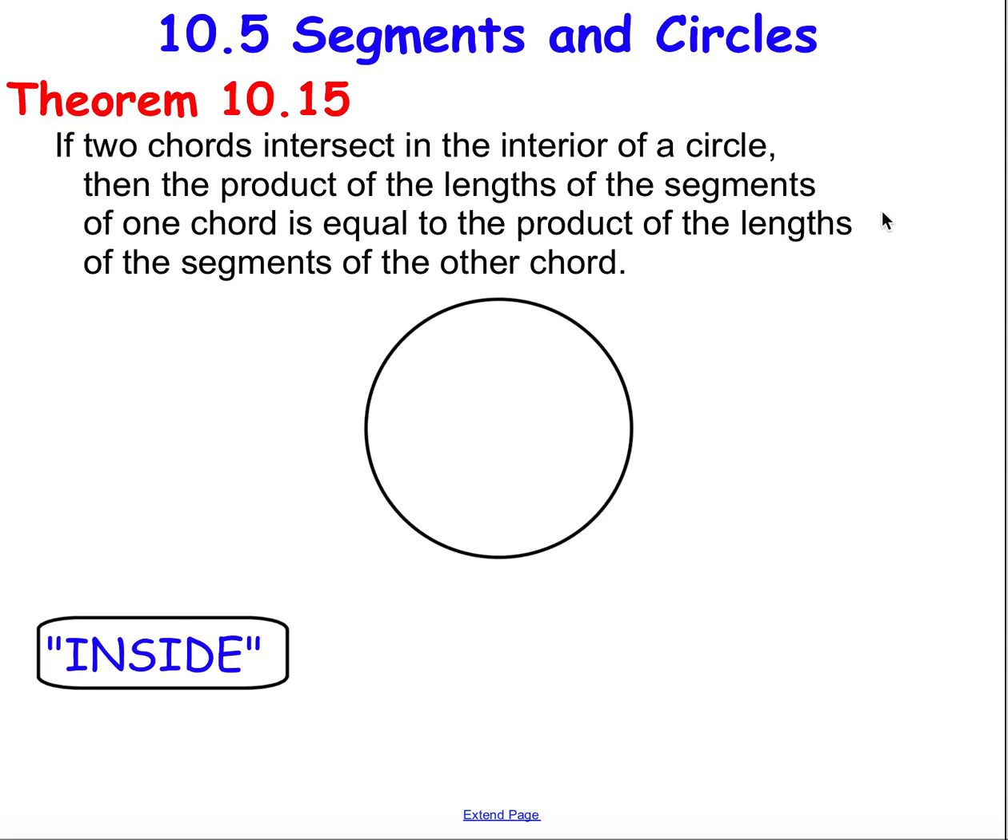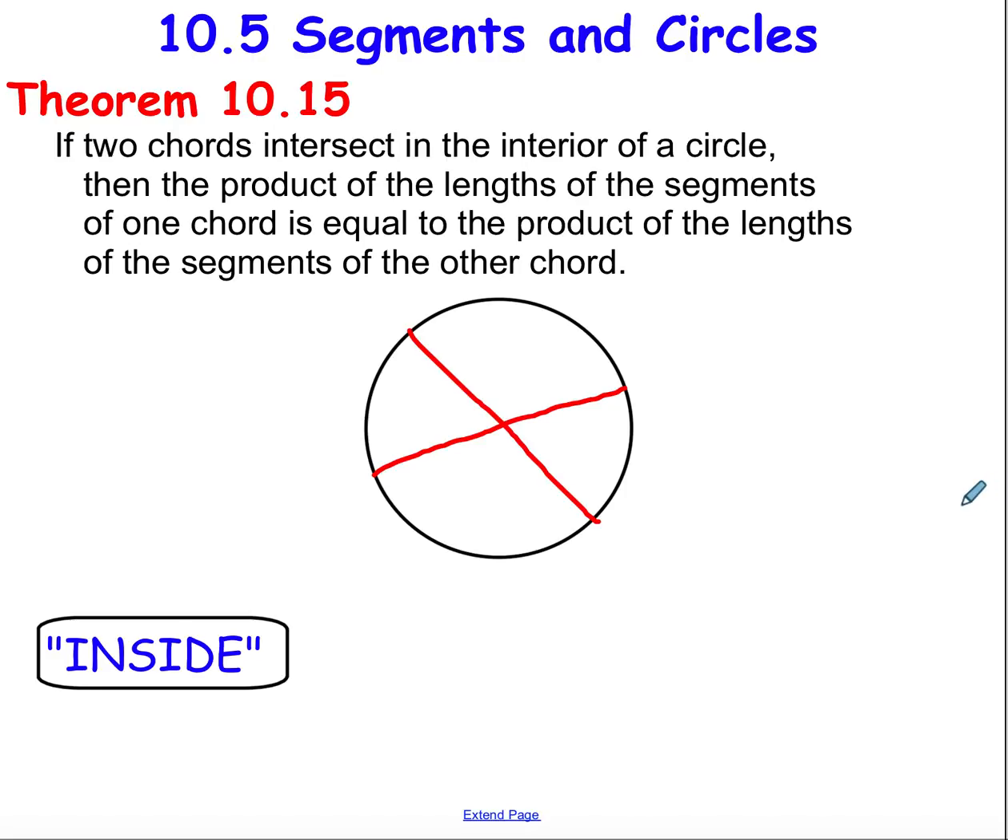10.15 says this: if two chords intersect in the interior of a circle, comma, we're going to stop right there and we're going to draw this. Two chords intersecting in the interior of a circle. What is a chord? If you remember, a chord is a segment whose endpoints are on the circle. So there's one chord, that's a segment, endpoints on the circle. And there's another chord. Okay?